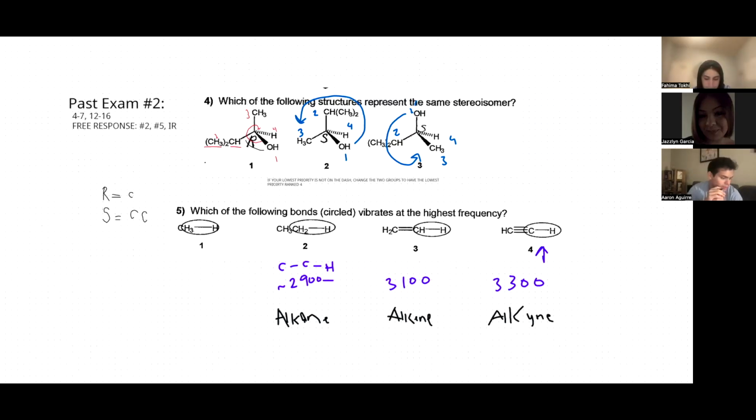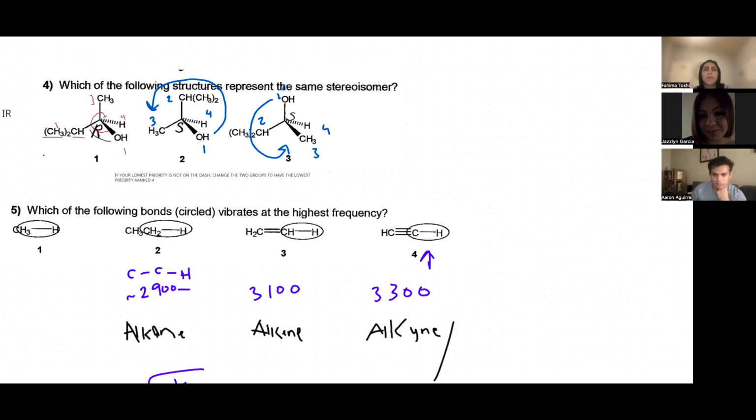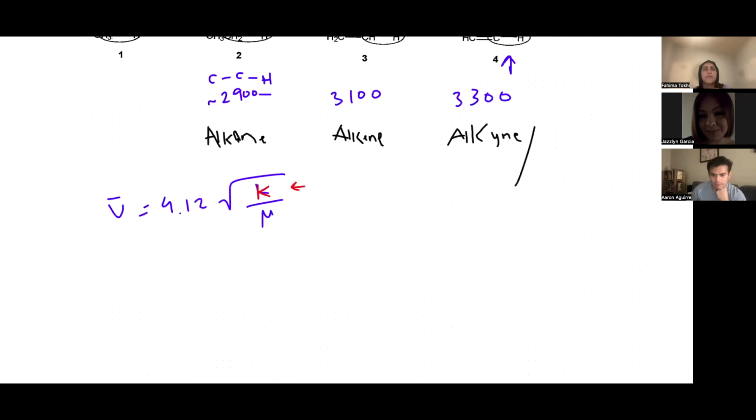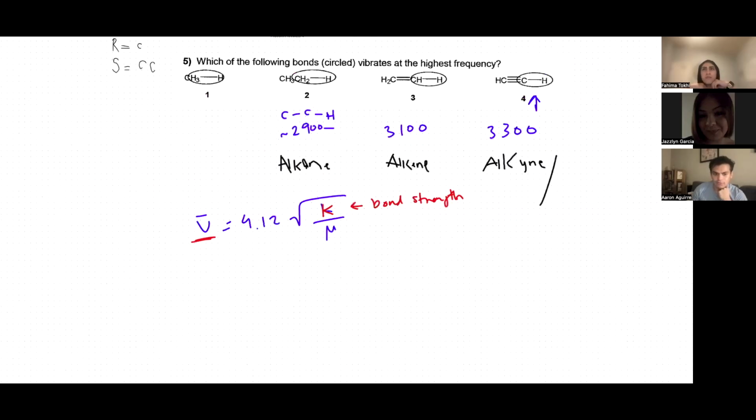Bond strength. Okay, what about this thing? How do I? So if we just go off of bond strength, because this one has the weakest bond, you're going to have a really small frequency, right?